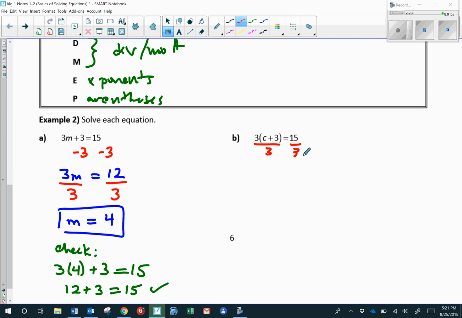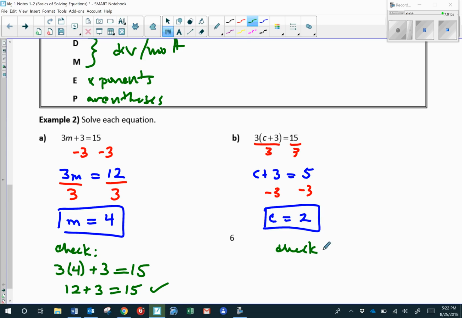So we'll divide by 3, and that will leave us with C plus 3 is equal to 5. And then next we'll subtract 3 to undo the add 3. And we get a result of C is equal to 2. That's our solution. Let's check that to make sure that we're on the right track. 3 times parentheses 2 plus 3 is equal to 15. So evaluating the left side of the equation, that's 3 times what's in the parentheses, which the result is 5, is equal to 15. That checks, and so our solution is correct.